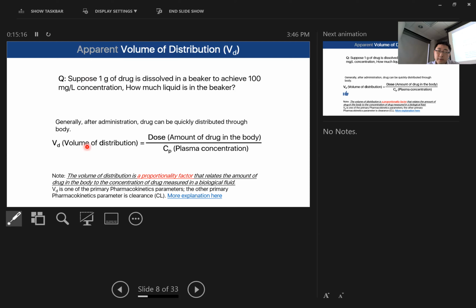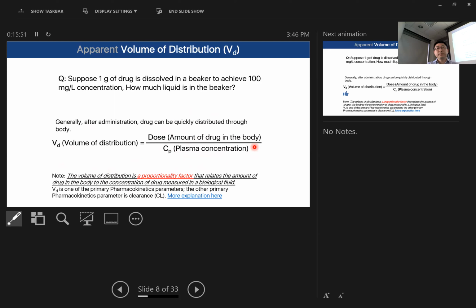So remember this one. Like I said, always remember the beaker example. You use a dose and then divide by the plasma concentration, right? So these are the two things you can easily know. And then you use that to get the volume of distribution. Just remember the beaker example always. So essentially, the volume of distribution is what we call a proportionality factor that relates the amount of drug, which is a dose, to the concentration of drug measured in the biological fluid.